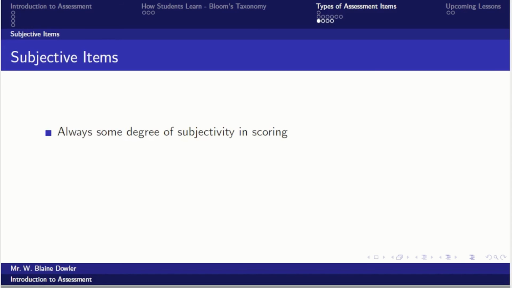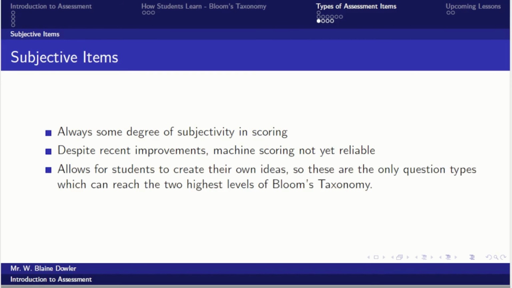There are also subjective items. So there's always some degree of subjectivity in scoring because these virtually have to be done by humans. So there have been some major improvements in machine scoring of text items, particularly during these COVID pandemic years that we are finally coming out of. But those systems are still not reliable enough for really high stakes testing. And because it allows students to create their own ideas and put them down, these subjective items are the ones that can go to all levels of Bloom's taxonomy.